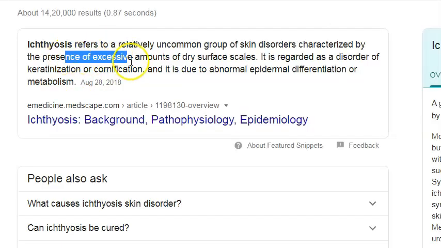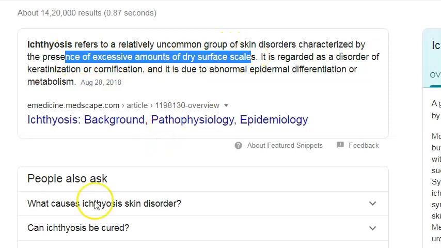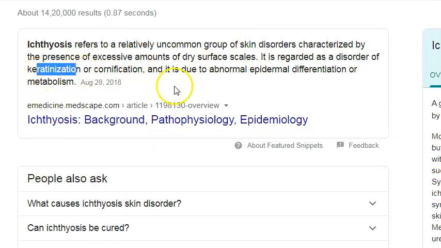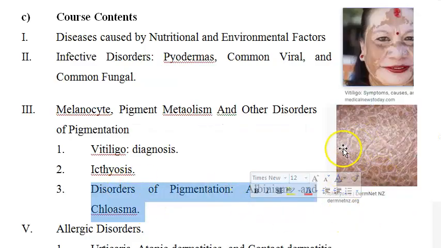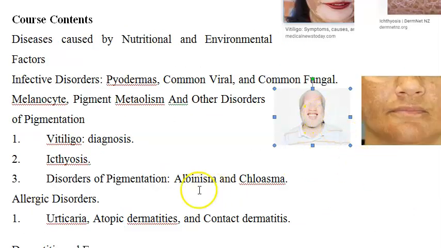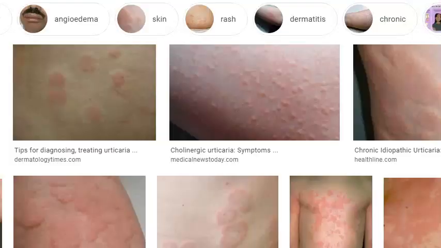Ichthyosis is the presence of excessive amounts of dry surface scales, keratinization, cornification, abnormal epidermal differentiation or metabolism. Disorders of pigmentation like albinism, chloasma. So this is albinism and chloasma is this one, okay. Then allergic disorders like urticaria, atopic dermatitis, contact dermatitis, all these become allergic disorders. Urticaria is also called hives. All these are allergic conditions.